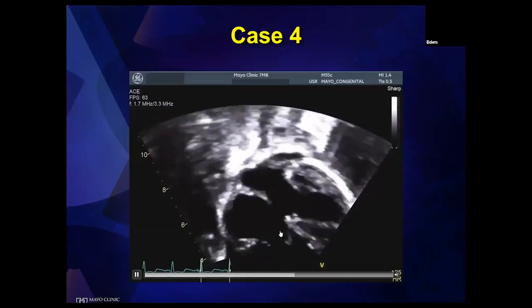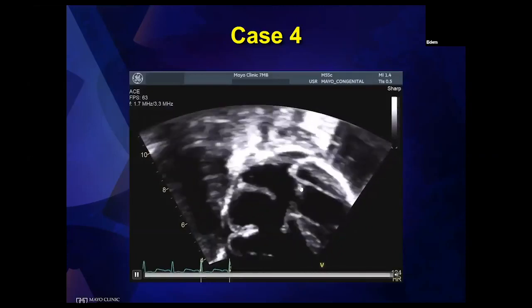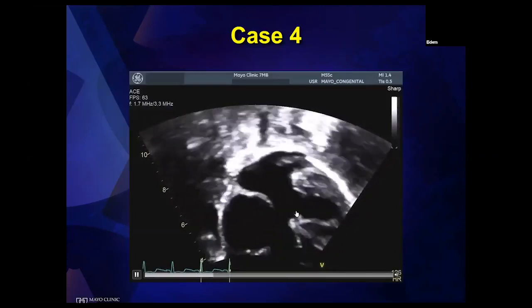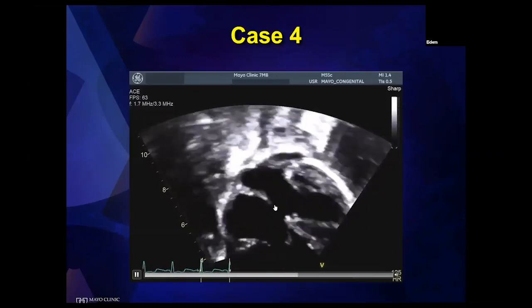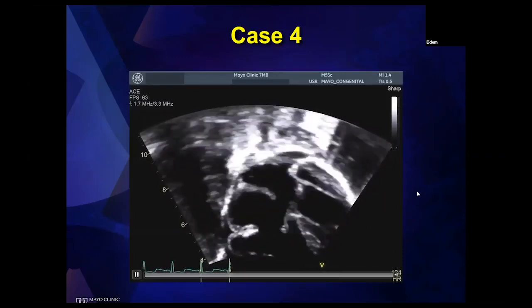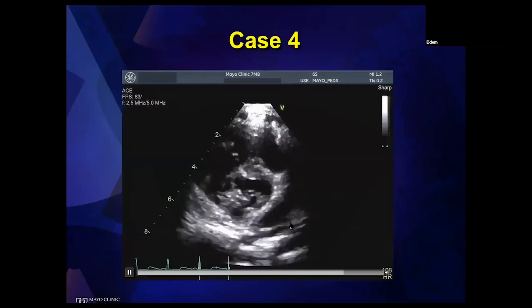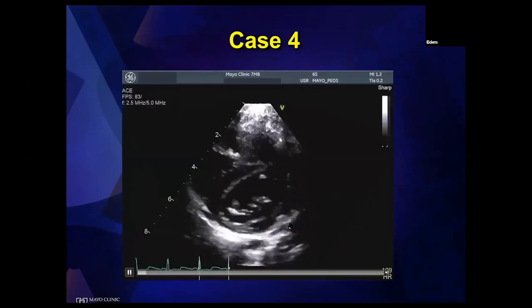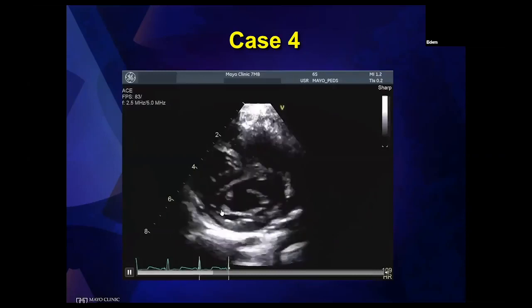We see the atrioventricular valves, the tricuspid valve and the mitral valve, are at the same level because this is absence of the atrioventricular septum that creates this defect. In concert with this, we often see an abnormality of the mitral valve, and we do in this case.